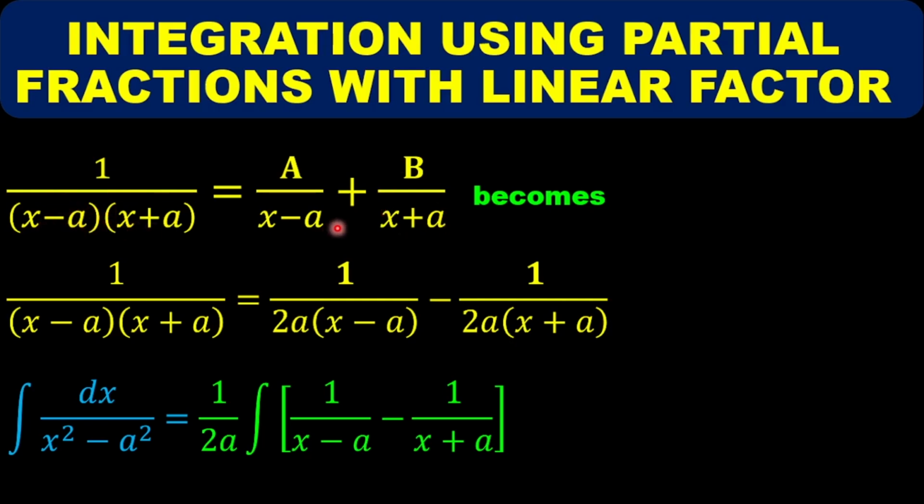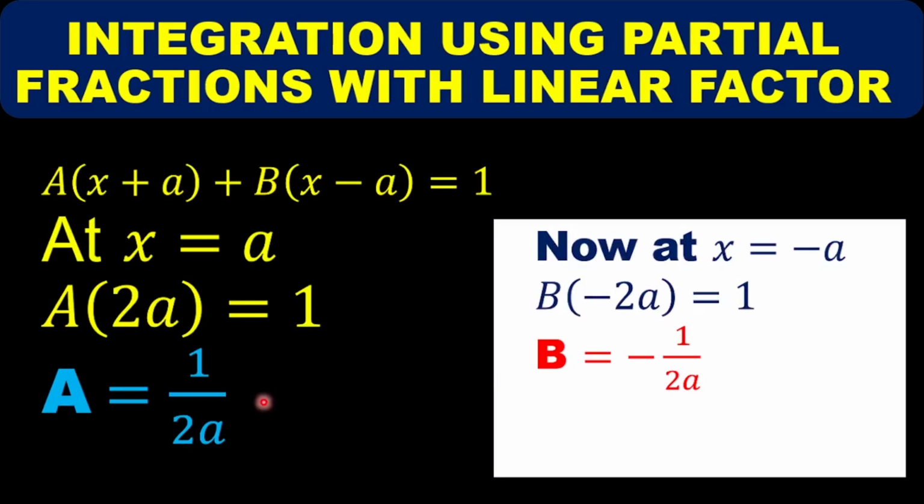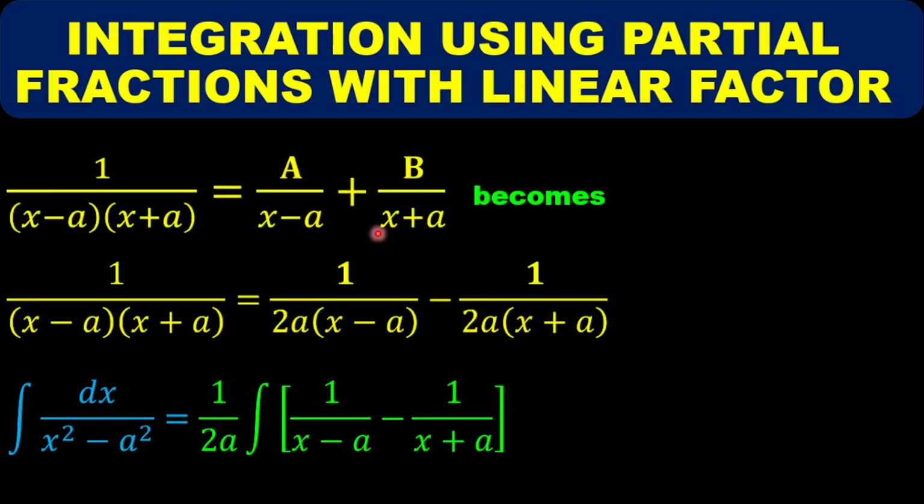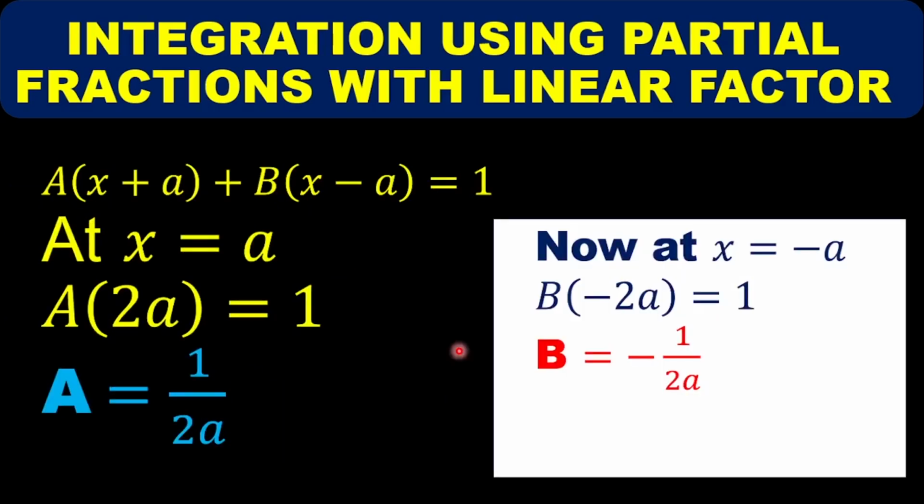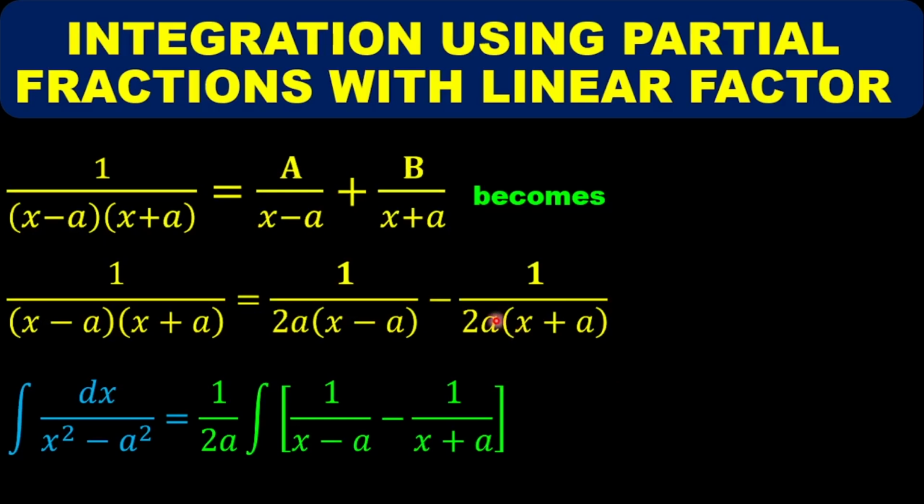And now we know that a is 1 over 2a, and b is minus 1 over 2a. Wherever we see a, we put 1 over 2a there. That is for the a. And where we see b, we put negative 1 over 2a. So when I come down here, you see the negative 1 over 2a. That is as easy as that.